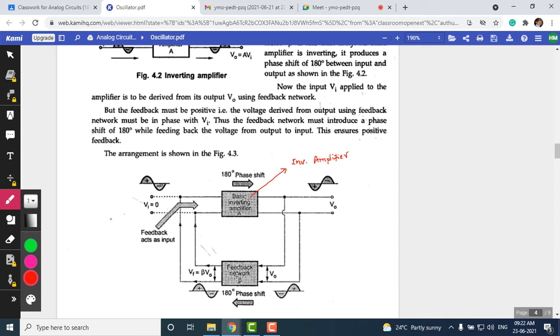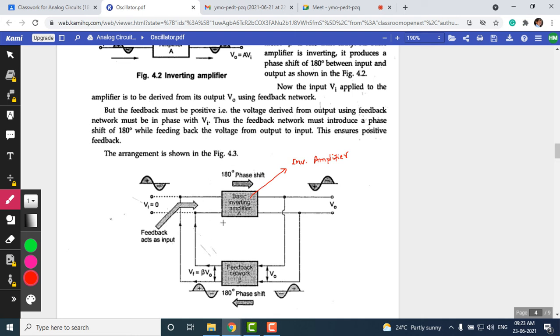Here you can see the basic block diagram of an amplifier with a feedback network. It is an inverting amplifier, which has a gain of A, with input Vi, and the output of the amplifier is denoted as V naught. Part of the output is fed back to the feedback network, and the output of the feedback network is Vf, which is equivalent to beta times V naught. This goes to the mixer, which combines the input signal and the feedback signal, and once again it goes to the amplifier.